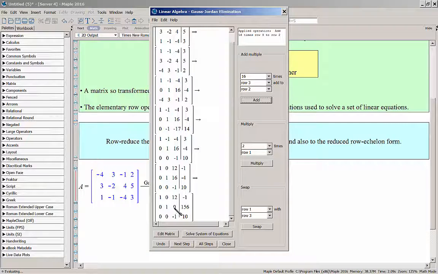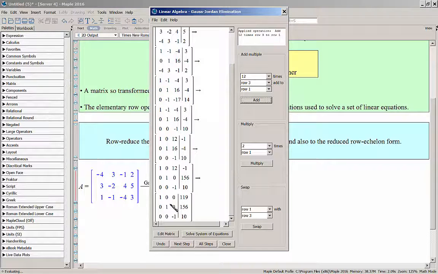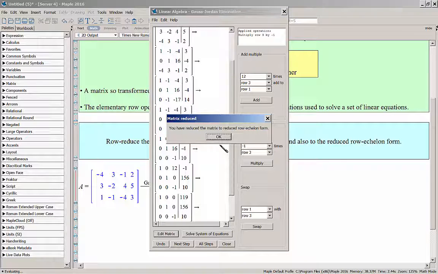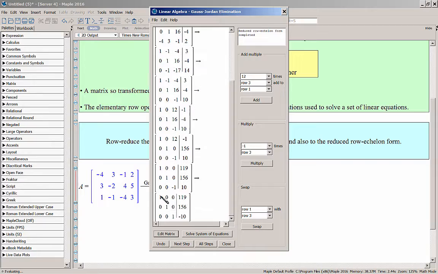Okay, so we have this 0, and now we multiply row 3 by 12 and add that to row 1, and we see that we have one more step, which is to multiply row 3 by -1. So that's this multiply, so I believe we'll find a -1 in here, and we want to multiply row 3 by that -1, and the tutor has realized we are now in reduced row echelon form.